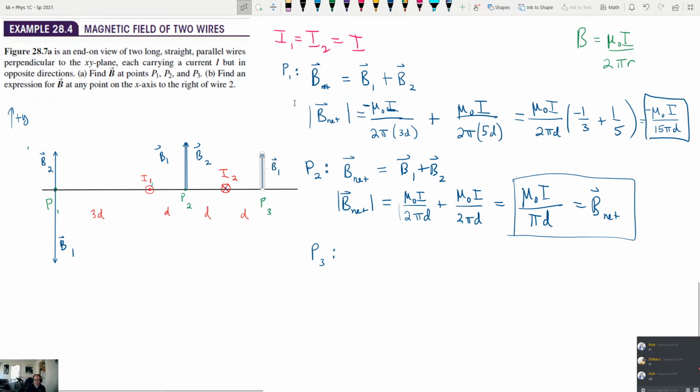And then what about B2? What direction is that going to point? Down. Which one's bigger, B1 or B2? B2. Yep. So there's B2.